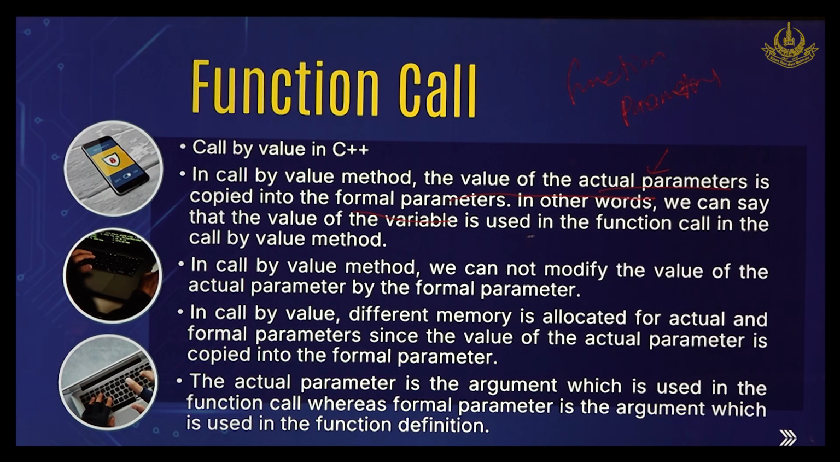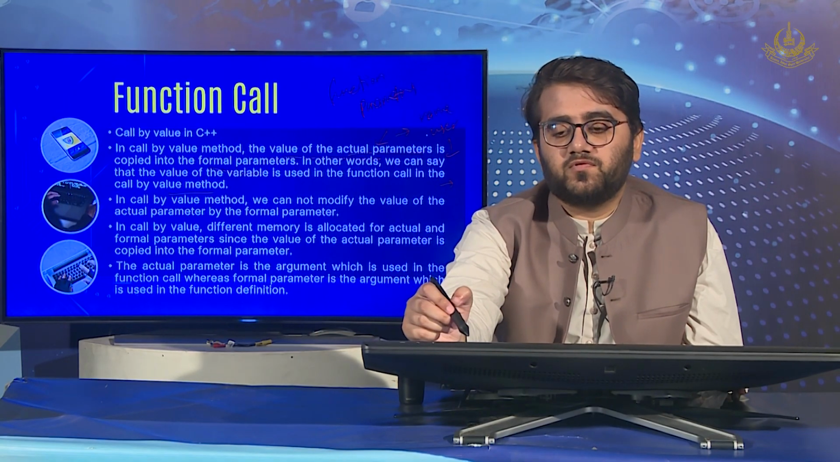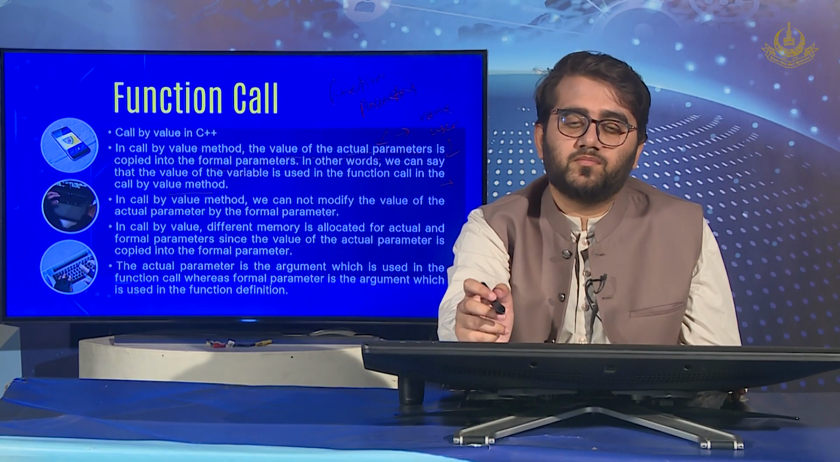We can say that the value of the variable used in the function call is the call by value method. So suppose you had taken the name from the user, and then you pass this user name to a function which takes a string, then that string would have the value of username, and this string would be called the formal parameter, and the username would be called the actual parameter. So this signature would be following the call by value method.